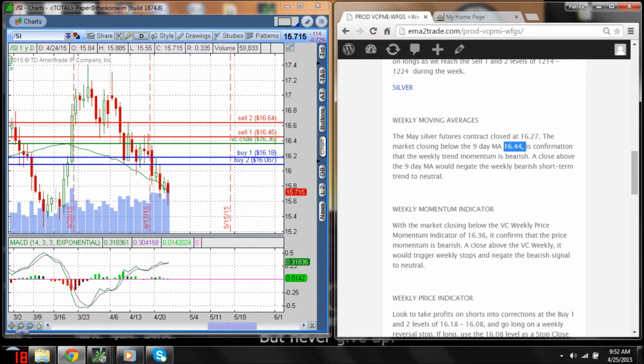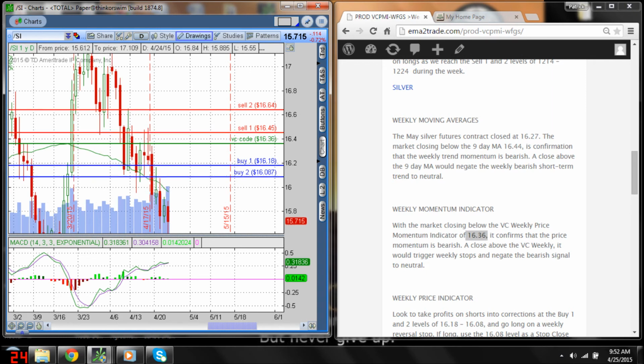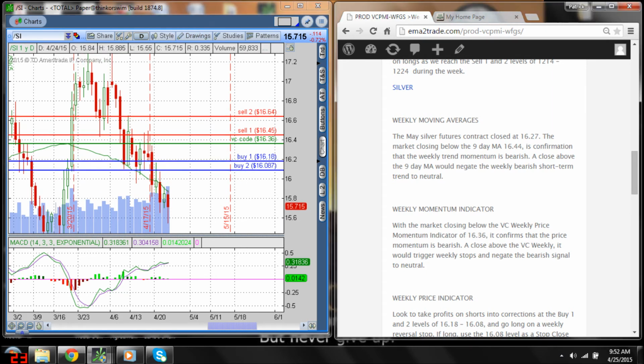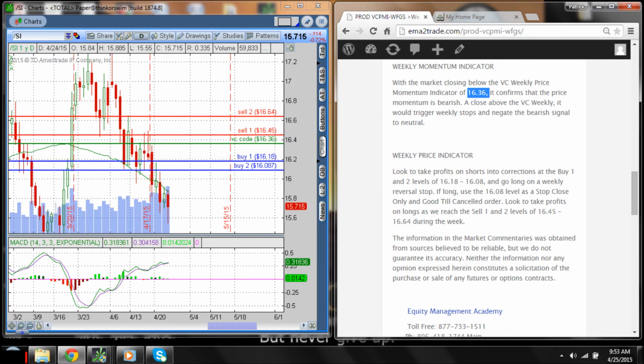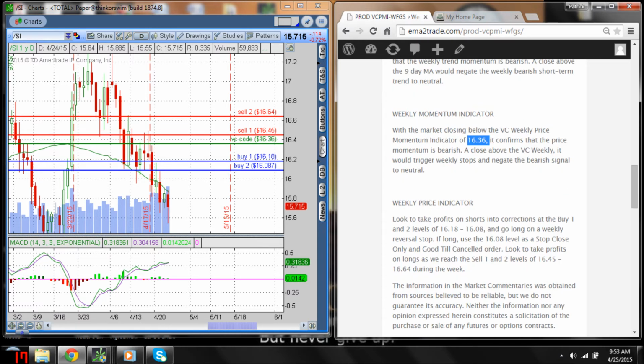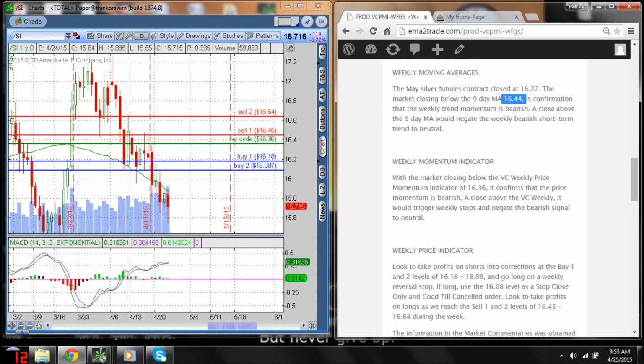The weekly momentum indicator that we're using as the pivot point for the week is 1636. With the market closing below the VC weekly price momentum indicator of 1636, it confirms that the price momentum is bearish. But it also told you that if it closes above 1636, this bearish signal would be negated. So we have two levels, 1636 and 1644, which are pivot points for us that will activate the uptrend.